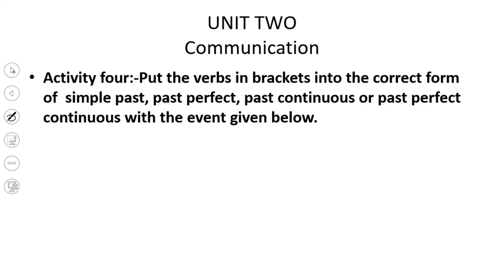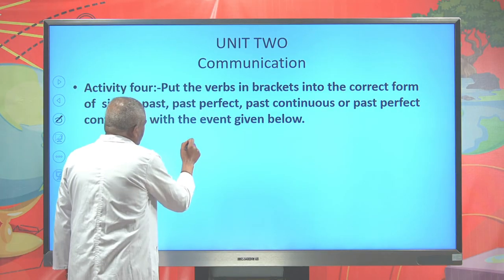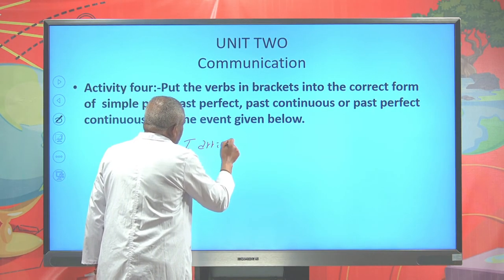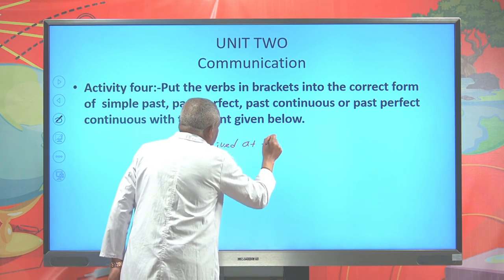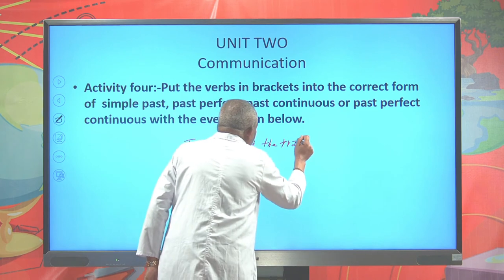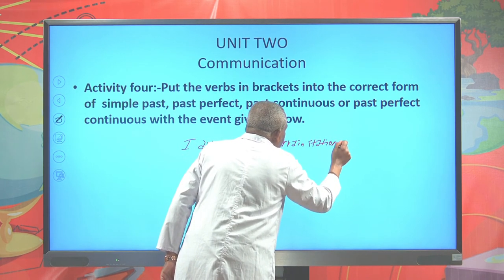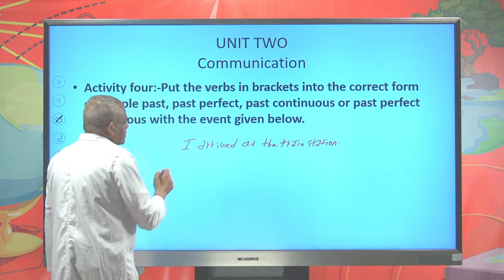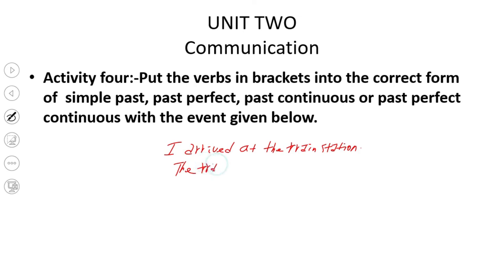Right? So let's take for instance, I would like to give you one sample example for it. How are we going to form past perfect tense when two actions happen at the same time? For instance, we can say in this form. I arrived at the train station. It's one sentence. Okay? The train left its station.